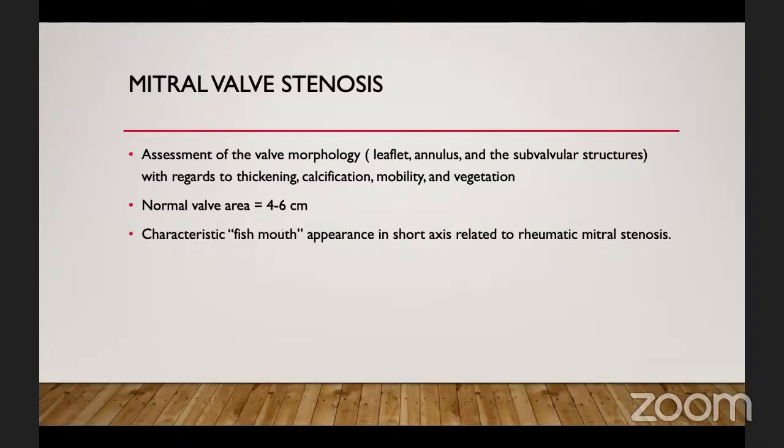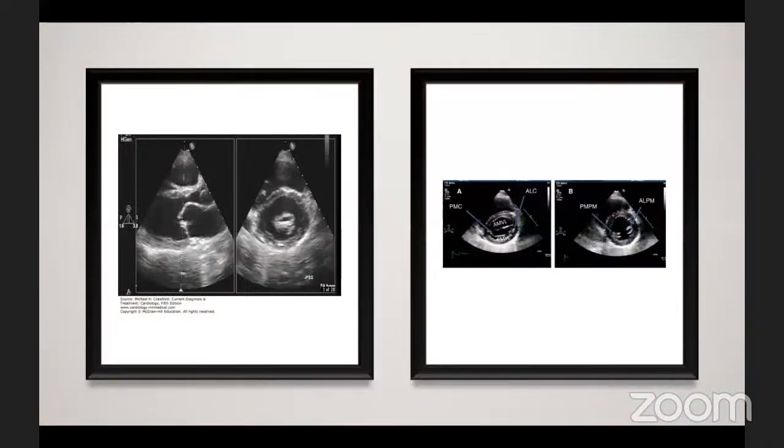And one of the characteristic features of rheumatic mitral stenosis, which is the commonest cause of mitral stenosis, is the fish mouth appearance in the short axis view. And this is how it looks. This is the basal short axis view.